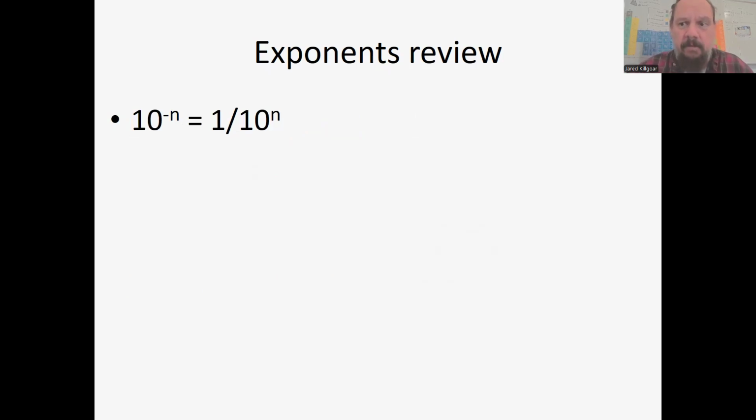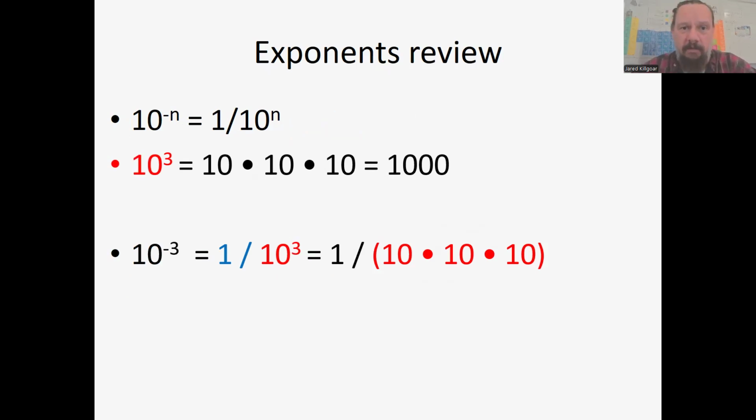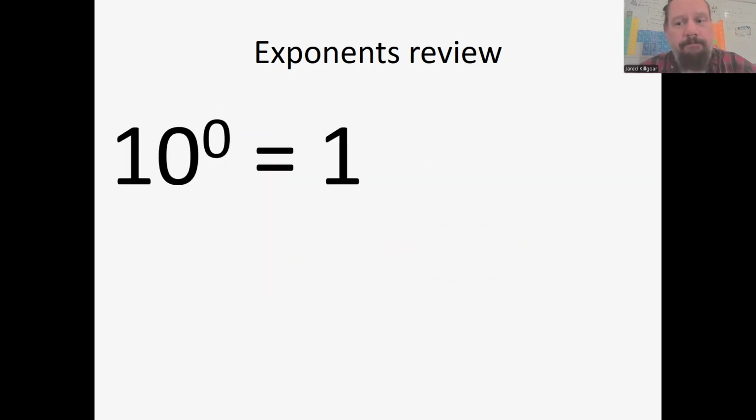Negative exponents are 1 divided by 10 to the same power. So 10 to the third, we just talked about, is 1,000. 10 to the negative 3 is 1 divided by 10 to the third, or 1 over 1,000, which is 0.001. 10 to the 0 is 1. That's something you hopefully remember from algebra class, because that's a fundamental idea here.